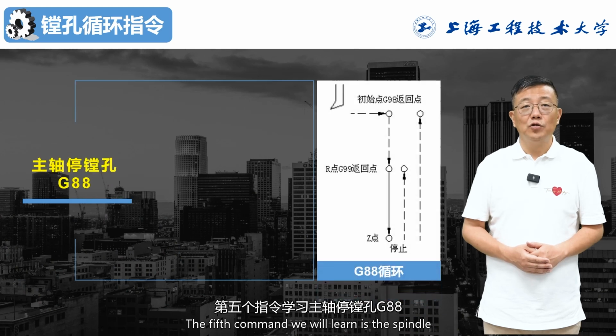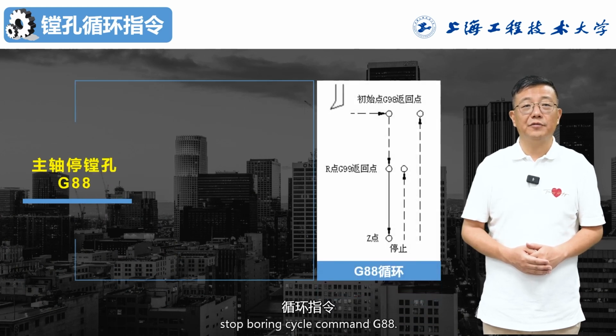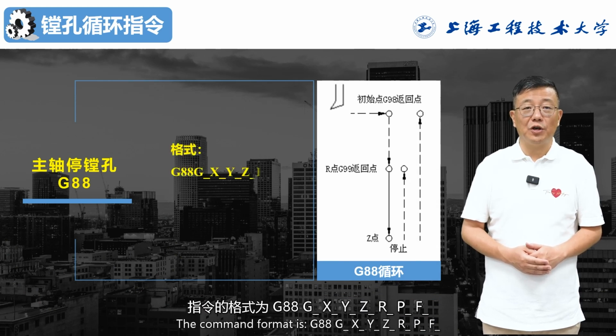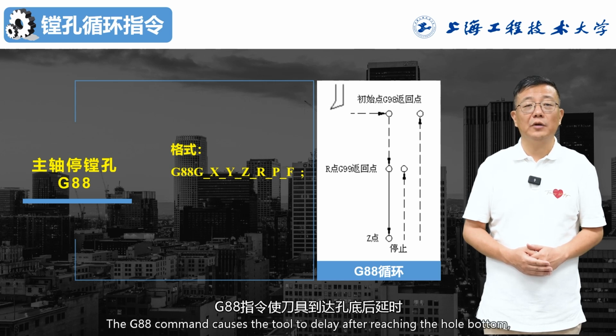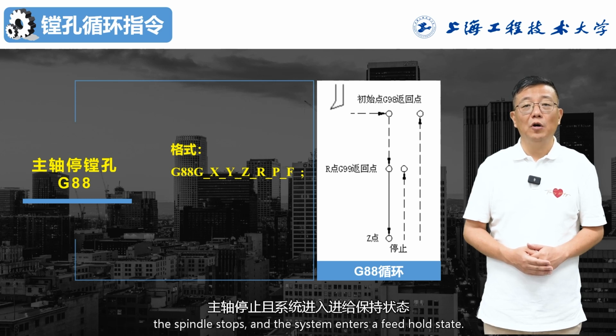The fifth command we will learn is the spindle stop boring circle command, G188. The command format is G188, G, X, Y, Z, R, P, F. The G188 command causes the tool to delay after reaching the hole bottom. The spindle stops and the system enters a feed hold state.